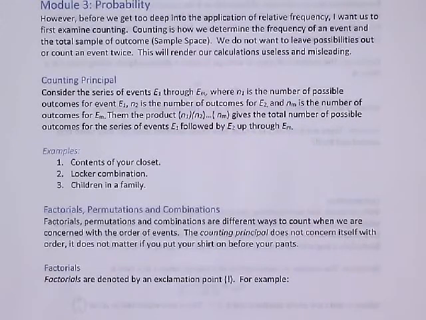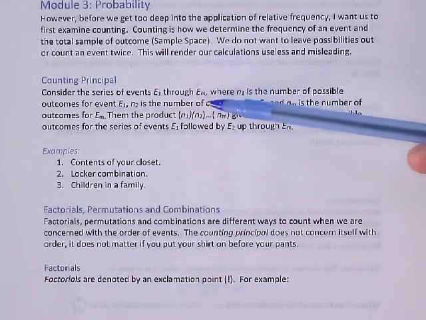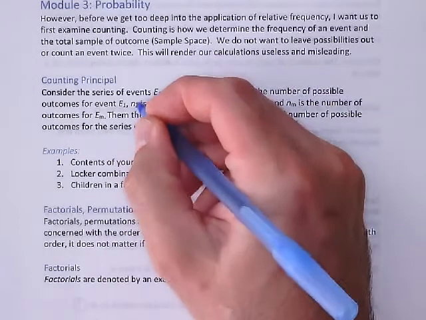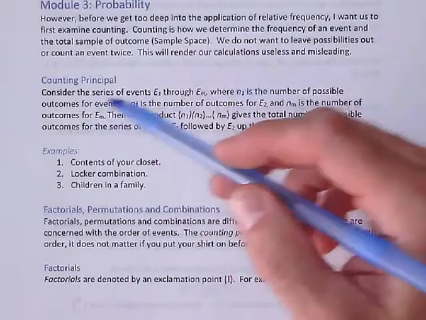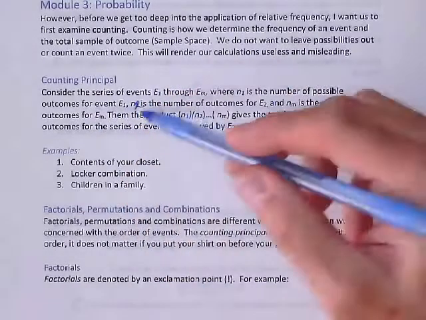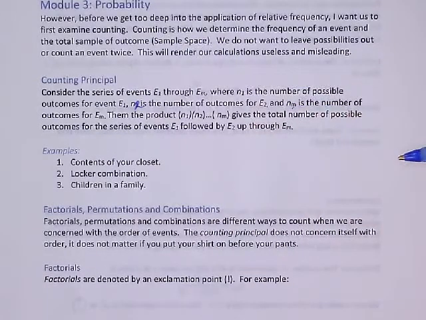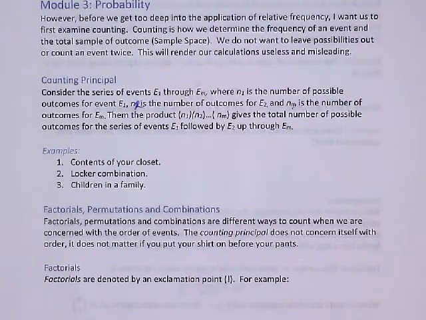All right, and what the counting principle says is that if you have a series of events, event 1 all the way out to event m, with possible outcomes of event 1 being n1, and the possible outcomes for event 2, n2, where n1 is the number of possible outcomes for event 1, and n2 is the number of outcomes for event 2, n sub m, and so on and so forth for event m. Then the product of all the possible outcomes gives the total possible outcomes for the series of events, where you would have E1 followed by E2 followed by E3, so on and so forth.